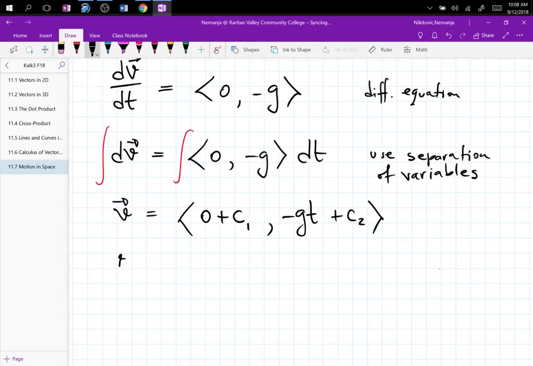So now we have our velocity as a function of time. I just want to use the same letters as in the book. So this C1, they call in the book u0, and C2 they call v0. Negative gt plus v0.